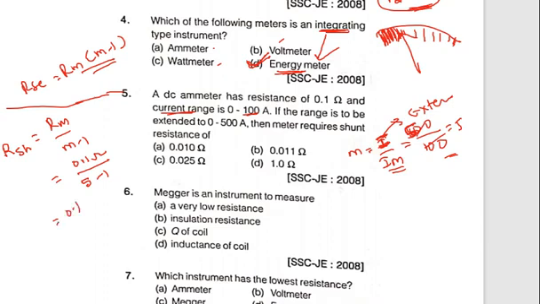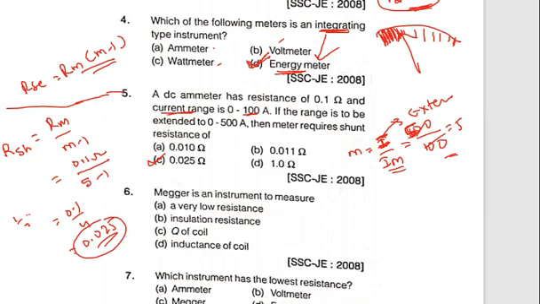So 0.1 by how much? 5 minus 1, 4. So 0.1 by 4, how much will you get? 1 by 4 is nothing but 0.25. So 0.1 by 4 means you will get 0.025. 0.025 ohms. C is the correct answer.